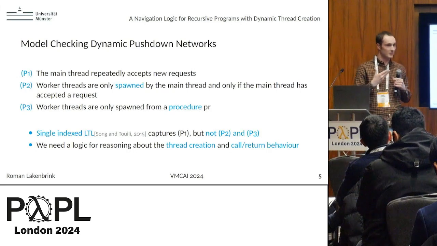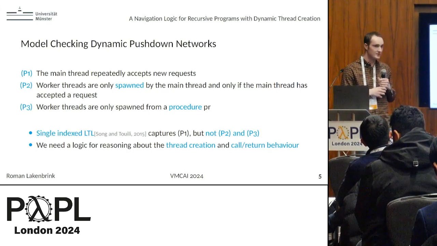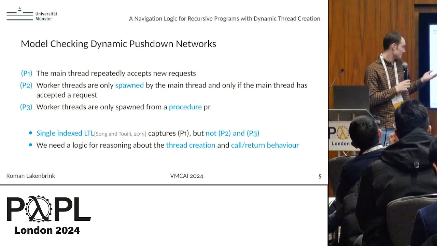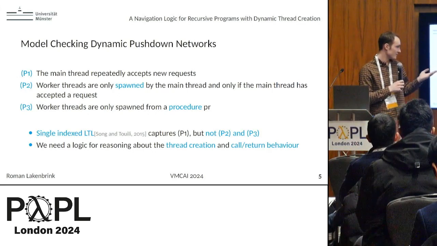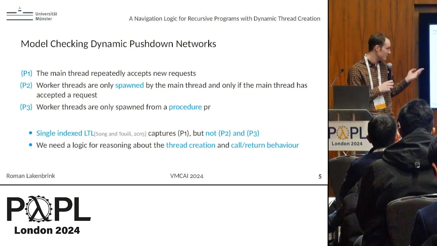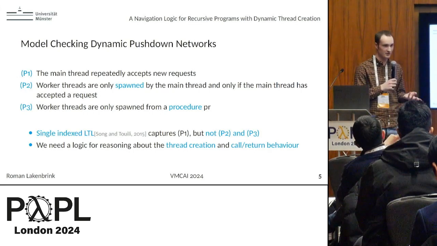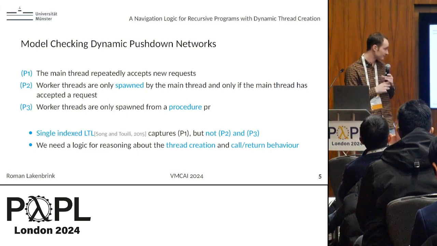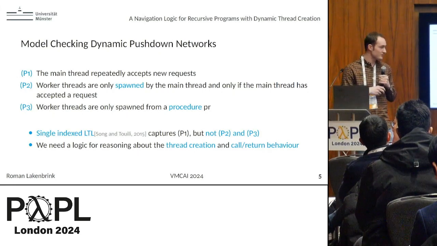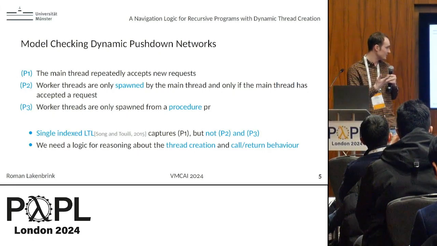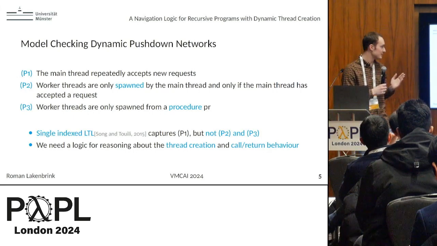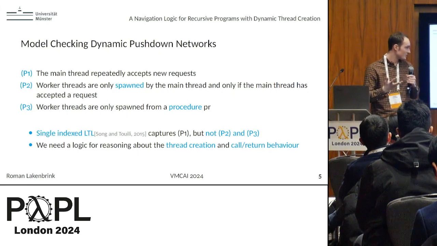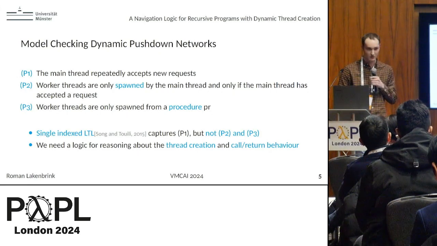But for expressing our properties P2 and P3 here, we need a more expressive logic, because P2 talks about when threads are spawned. So here we need to reason about some kind of the thread spawning behavior. And P3 talks about being inside some procedure. So in order to express this, we also need to reason about the call and return behavior. And our contribution thus is to develop a suitable logic here that we can use for specifying all these kinds of properties. And of course, we not only define such a logic, but then also investigate the corresponding model checking problem.